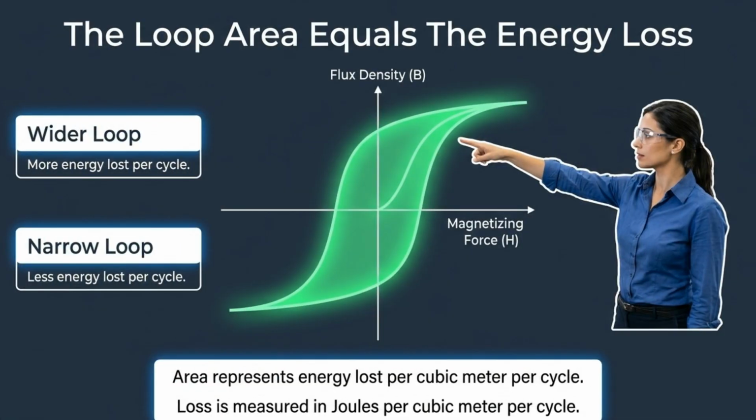The area of the hysteresis loop equals the energy lost. A wider loop means more energy lost per cycle, while a narrow loop indicates less energy lost. The area represents energy lost per cubic meter per cycle, measured in joules.